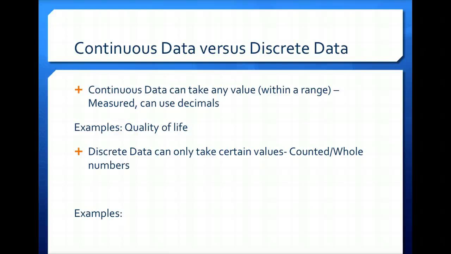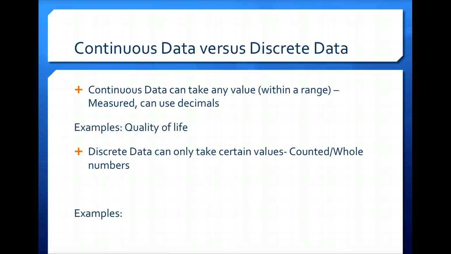You have continuous data and you have discrete data and dichotomous data, but here we're going to essentially look at continuous data versus discrete data. Continuous data can take any value within a range and measure it. It's a measurement and it can use decimals. Examples of continuous data is quality of life. For discrete data, it can only take certain values and it's counted and is used as whole numbers.